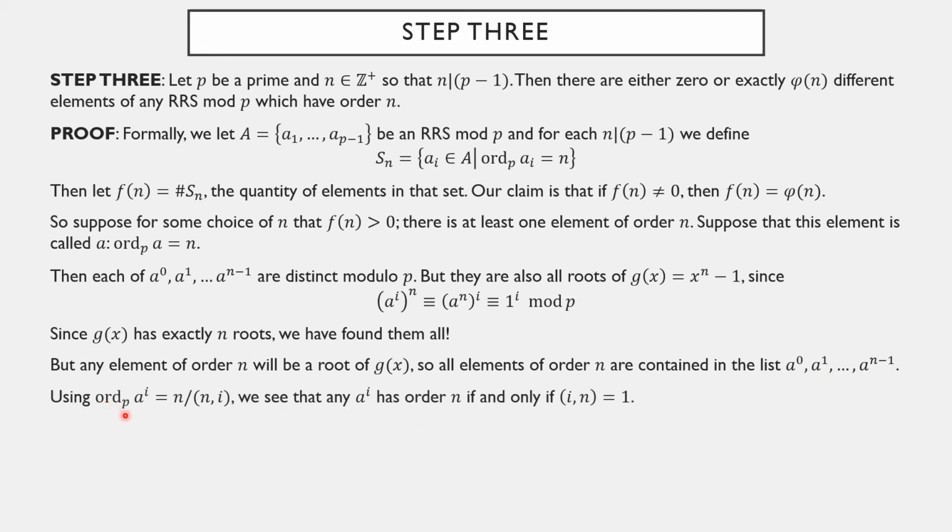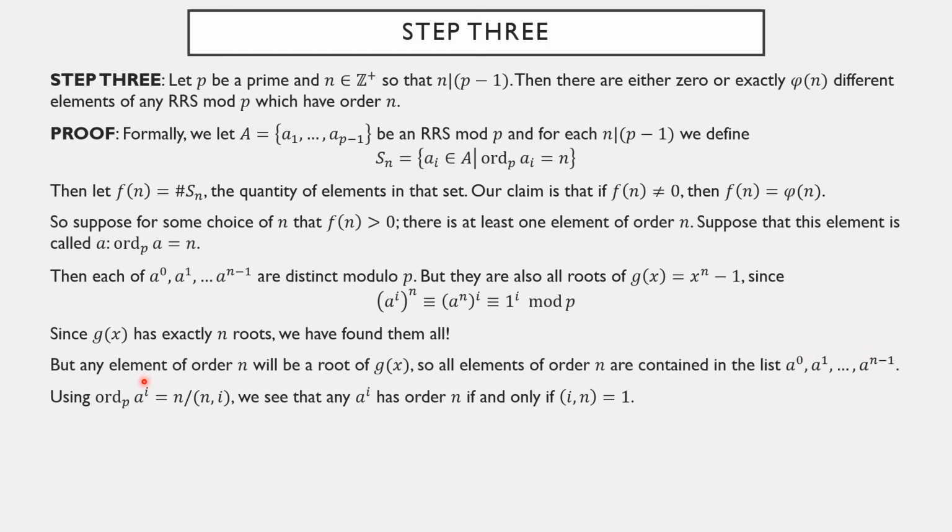However, what is the order of a to the i? It's the order of a divided by the GCD of the order of a with i. So anything of order n is in this list. Something in this list has order computed by this formula. It can have order n if and only if the power i is relatively prime to that original order of n. In other words, the GCD is 1. So anything of order n is in this list. So it's a power of a.